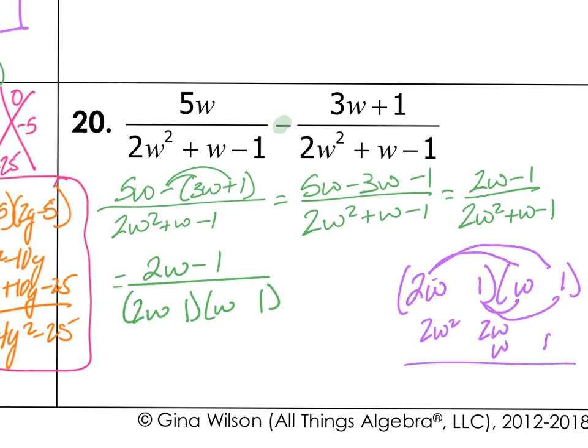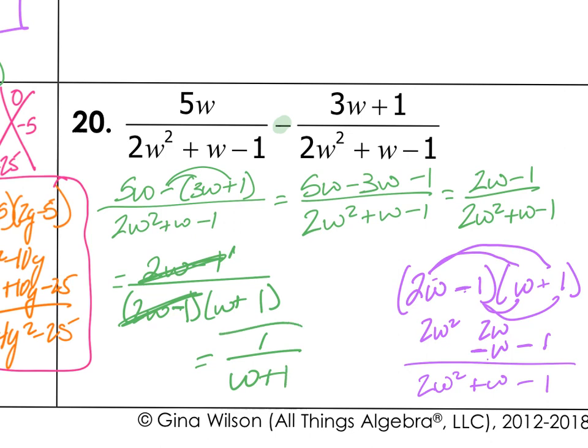I want this to be 2w squared plus w minus 1. So these two, when I add them together, have to be positive w. That means the 2w term has to be the minus, so this one has to be a minus, because negative 1 times w would give me negative w. So I've got minus 1 and plus 1. I'm making a 1 right here. There's my 1. So my answer is 1 over w plus 1.